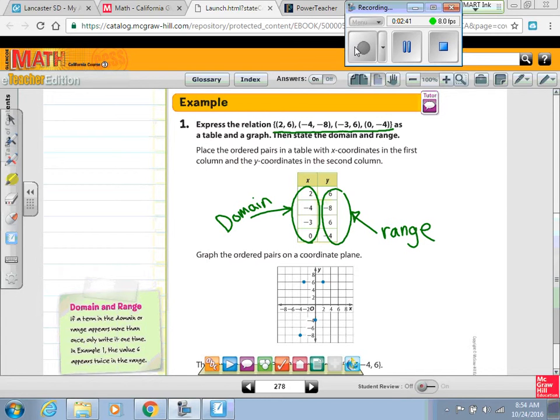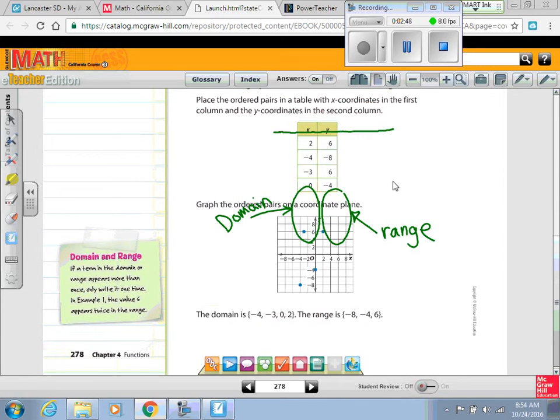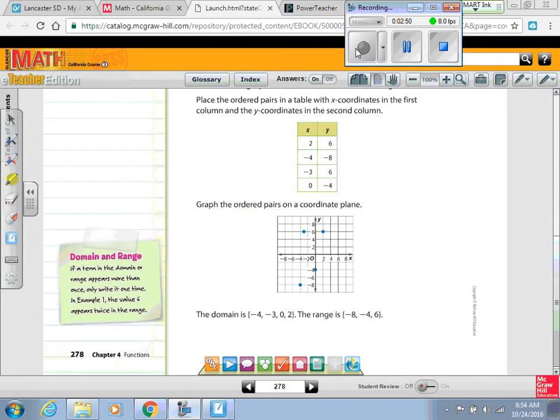Then, as they asked in the example, they show, as you can see here, the ordered pairs on the graph. So these ordered pairs are shown as coordinate points on the graph. And then as they ask, they want you to write the domain in brackets, which are all the x values, and the range in brackets, all the y values.